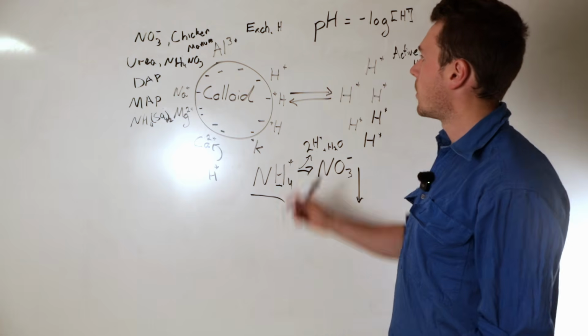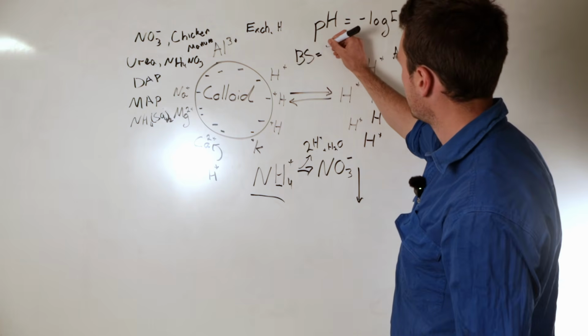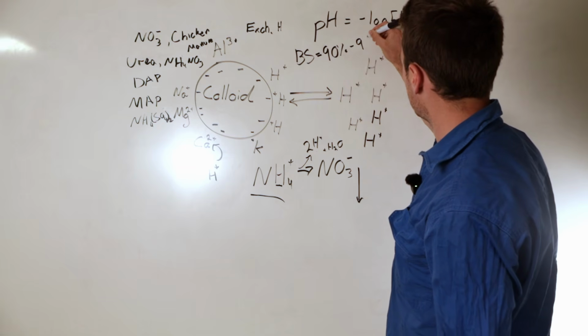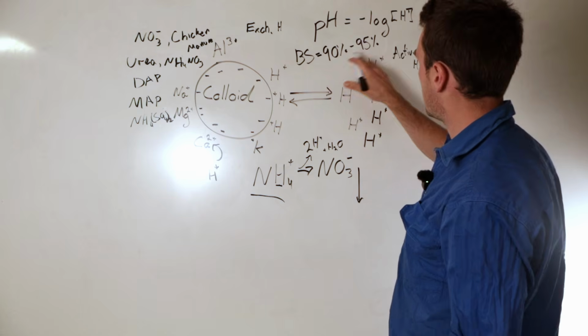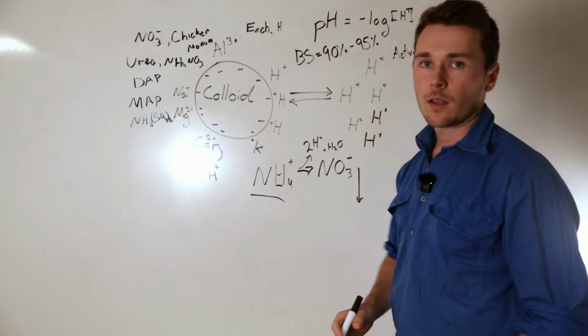So what we're really looking for is to have a base saturation between 90 in a sandy soil to about 95 in a clay soil. This difference is effectively what that hydrogen and aluminium makes up.